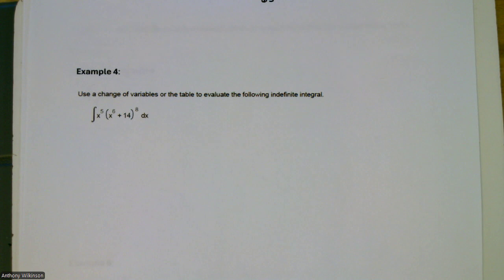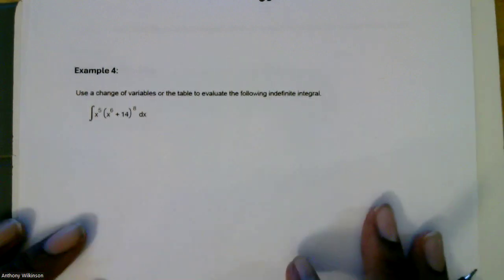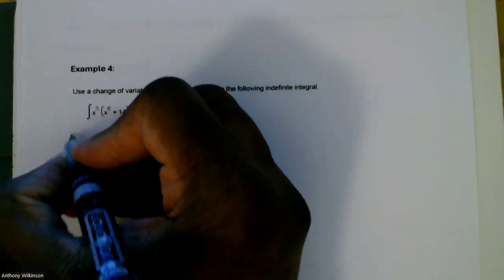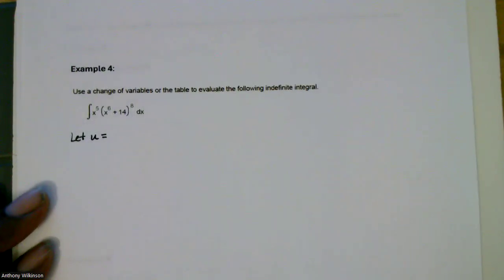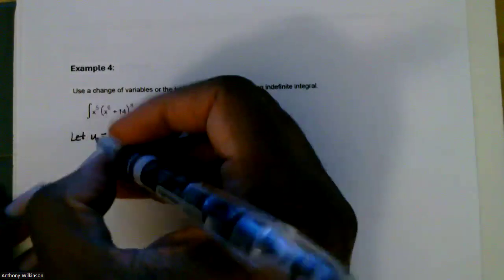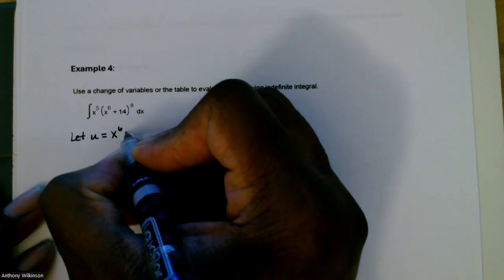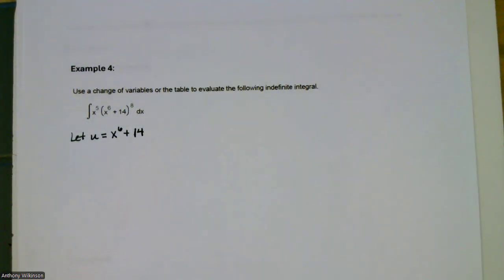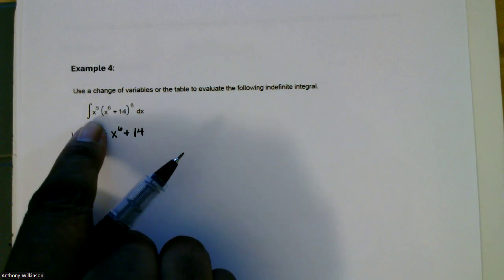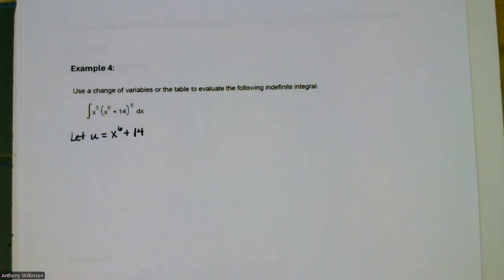Okay, in this case, what I'm going to do here is let u be what's inside the parentheses here. In this case, it's the x to the 6 plus 14. Okay. Now, my suggestion is you might want to just try something if you can. And I know I can't use x to the 5th because that's not going to help me any. So I'll try x to the 6 plus 14 and use that as u.